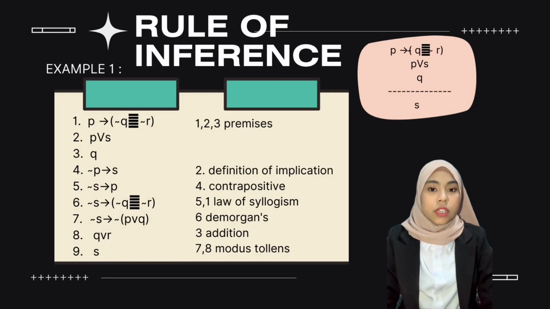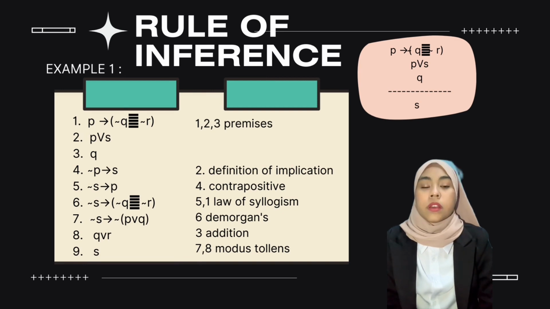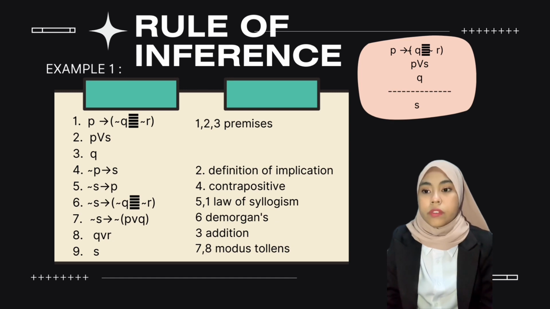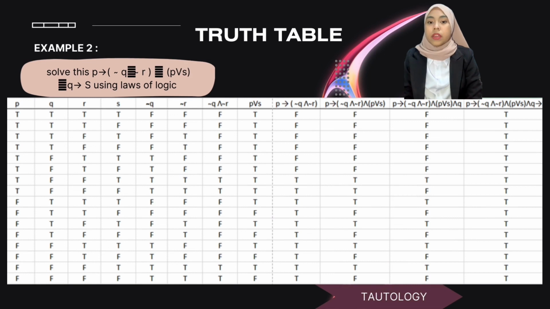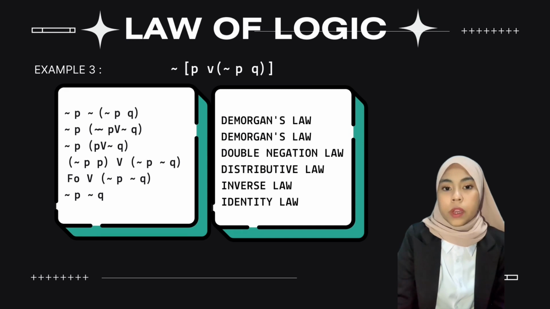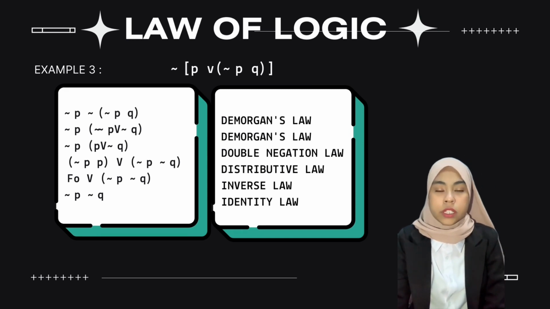So the first solution is rules of inference. 1 until 3 are the premises. We must solve the statements until we get the answer, which is S. We can use the laws of logic to solve the question. The second solution is truth table. The answer must be a tautology so that the statement is valid. Tautology means all the answers must be true. The last solution is law of logic. This is an example of a question solved by using a law of logic.